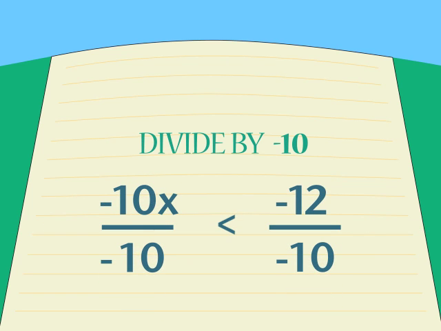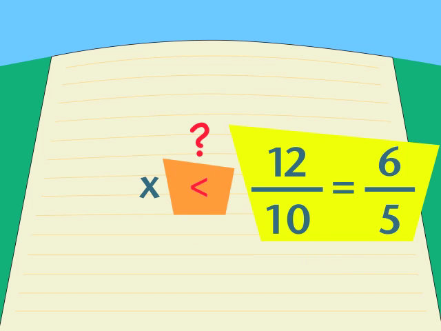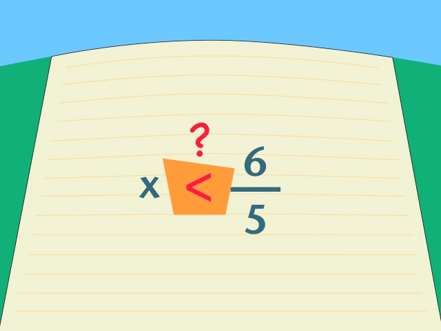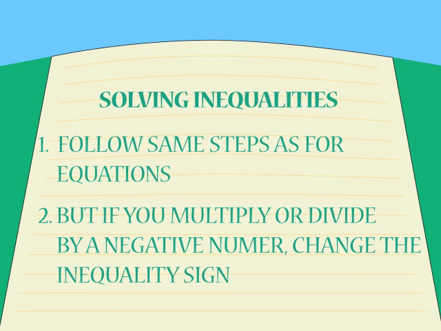Negative 10? Warning bells, warning bells. Remember our number line. We are dividing both sides by a negative number. That means we're jumping to the other side of 0. So we have to turn the inequality sign around, finally reaching our answer. X is greater than 6 over 5. We can think of that as 6/5 or 1 1/5, all the same thing when we graph it onto our number line. Notice that everything we did was exactly the same as for equations, except when we divided by negative 10.